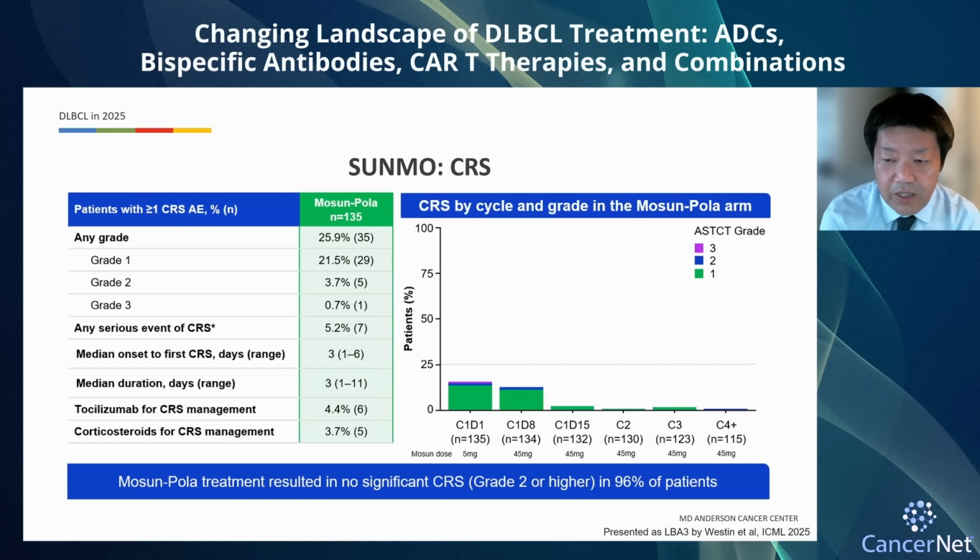As many of you know, the CRS associated with mosunetuzumab tends to be easier to manage compared to glofitamab, and that is reflected here in the table and figure. In this study, fewer than 10% of the patients required tocilizumab or steroid, indicating that most CRS events were low grade and very well manageable with supportive care alone, either just Tylenol or just letting the patient tough it out.